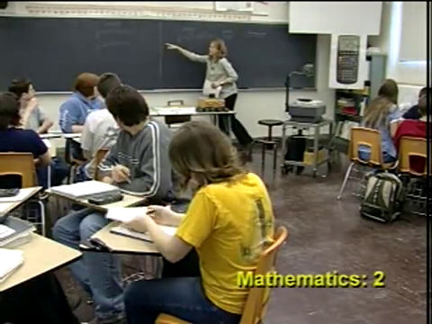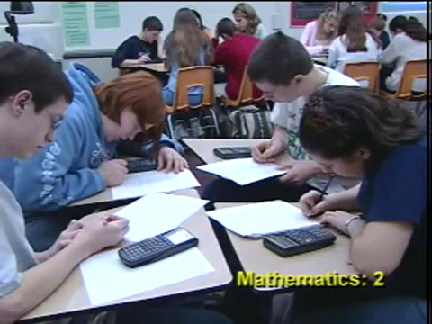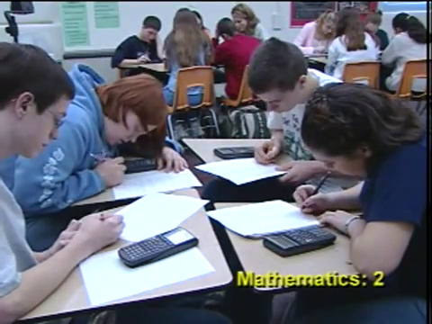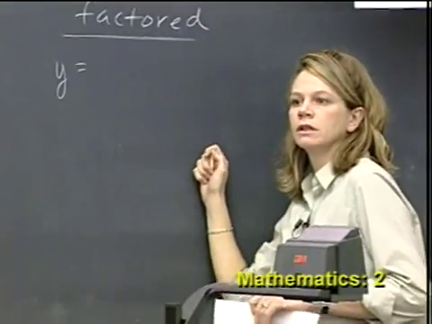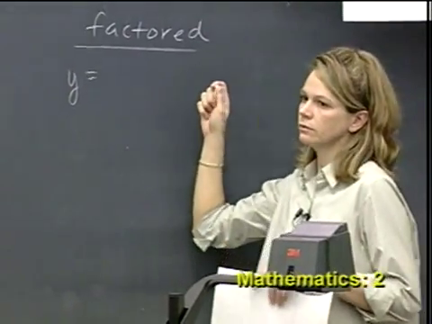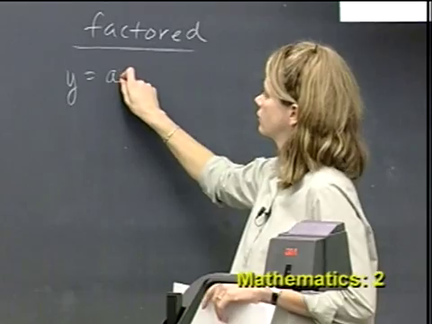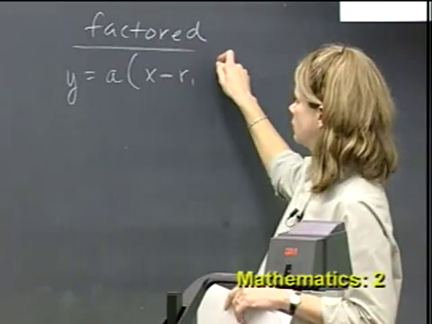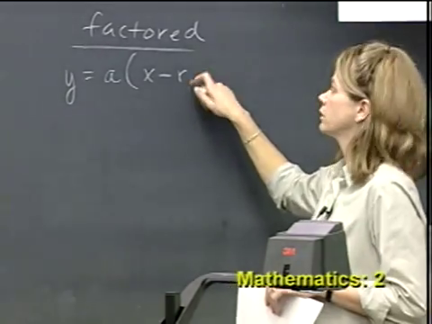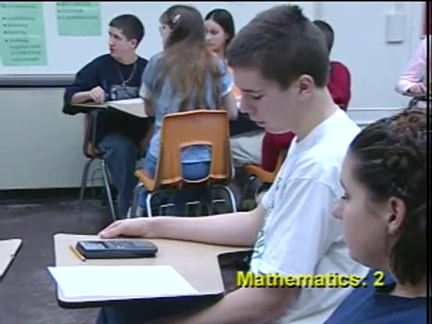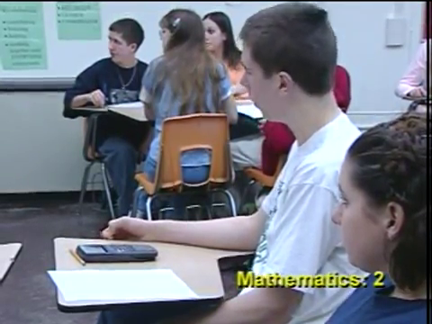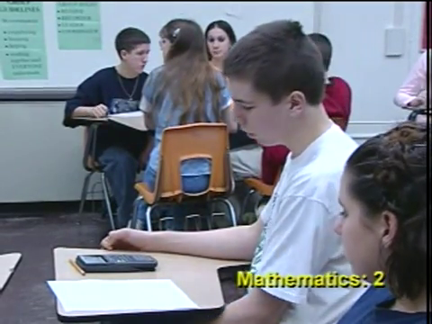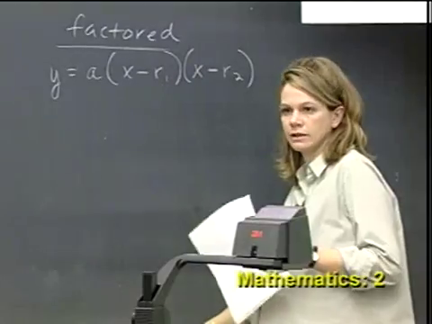We started off class looking at the general form and then the vertex form, and you were supposed to come up with the factored form. Which group would like to share that with us right now? Taylor, go ahead. Parentheses x minus r1. What does r1 mean? The root, the first root. The first root? And then in parentheses x minus r2. Can you explain why it's minus? Because it's the opposite of the roots. It's the opposite of the roots.